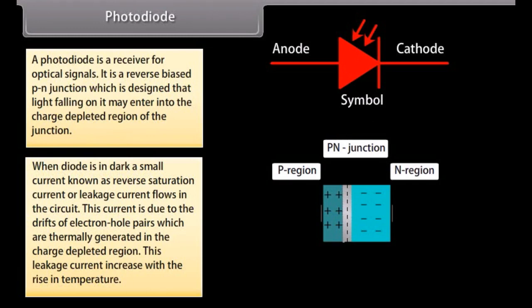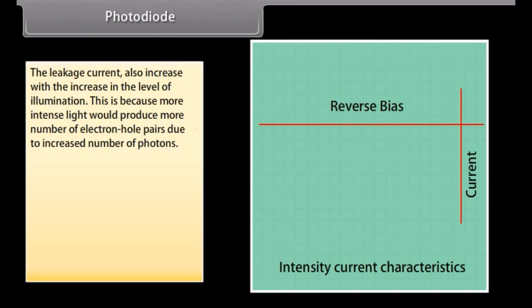region. This leakage current increases with the rise in temperature. The leakage current also increases with the increase in the level of illumination. This is because more intense light would produce a greater number of electron-hole pairs due to the increased number of photons.